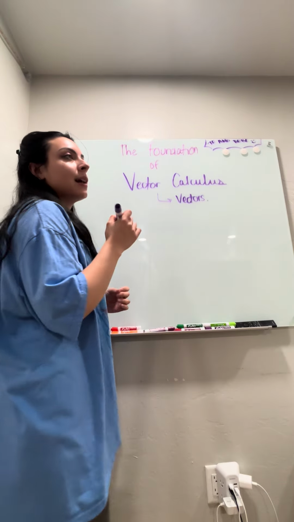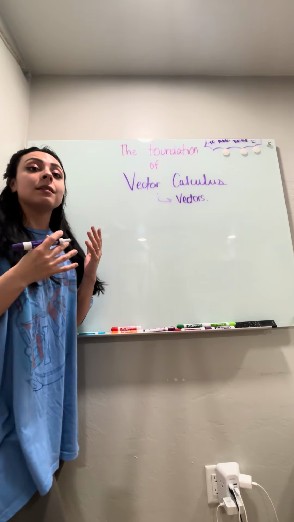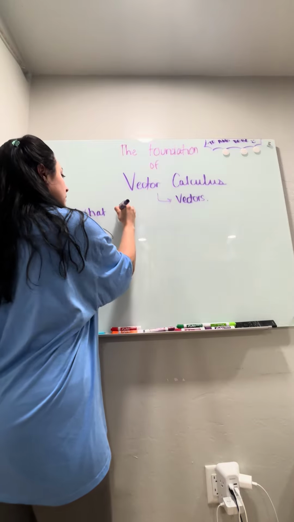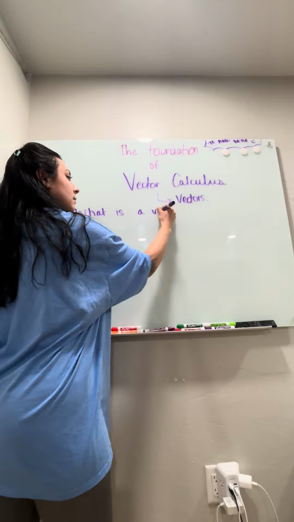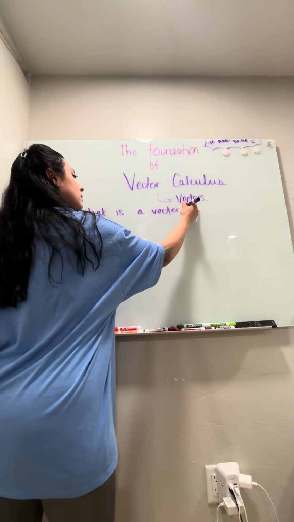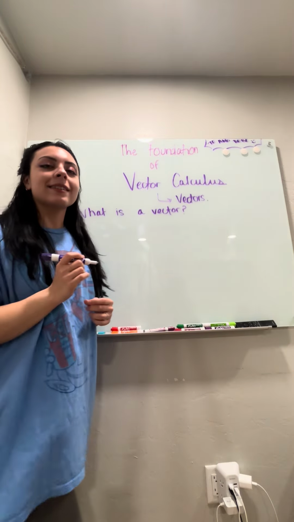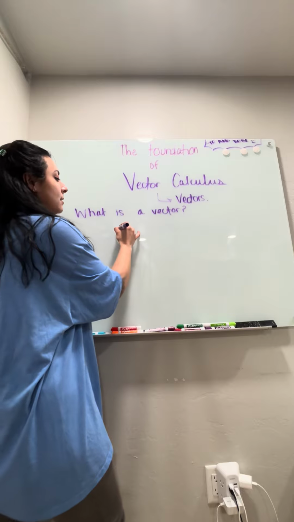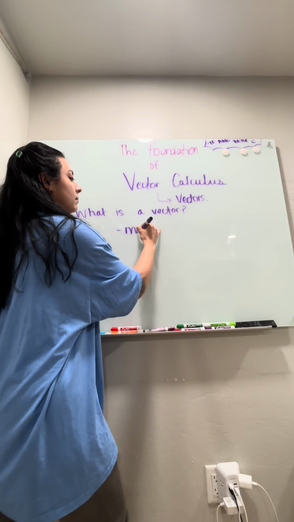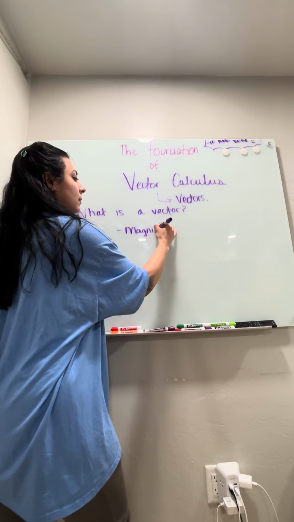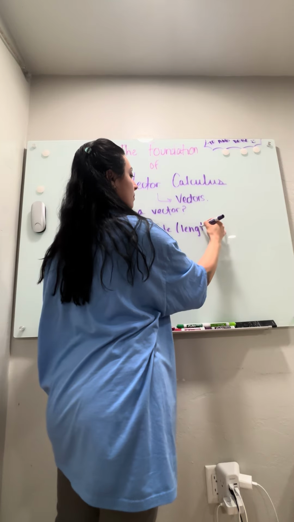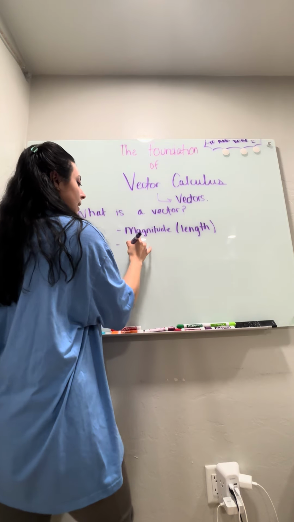Okay. So the question that we must ask ourselves is, what even is a vector? So what is a vector? So glad you asked. A vector is an object that has a magnitude, also known as length, and a direction.